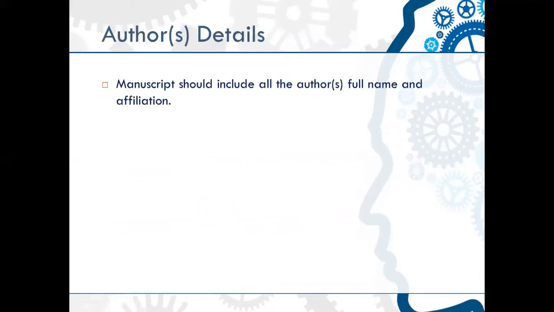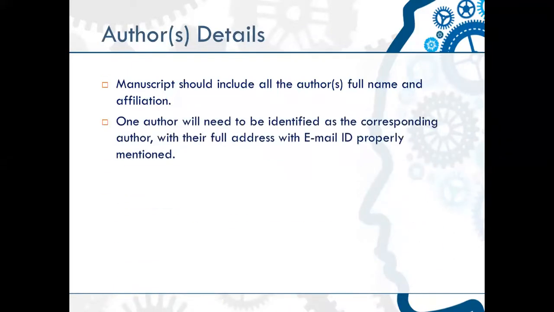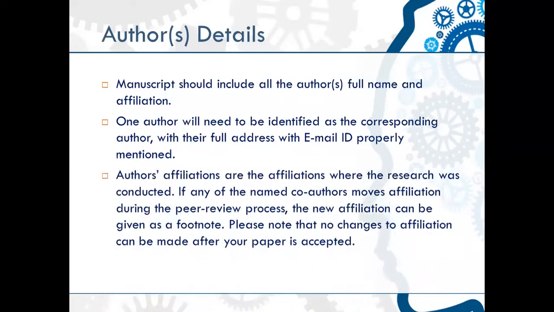Now, coming to author details, the manuscript should include all the authors' full names and affiliations. One author will need to be identified as the corresponding author with their full address, like email ID, phone number, fax number, etc. Now, authors' affiliations are where the research was conducted. If any of the named co-authors moves affiliation during the peer review process, the new affiliation can be given as a footnote. But please note that no changes to affiliation can be made after your paper is accepted.